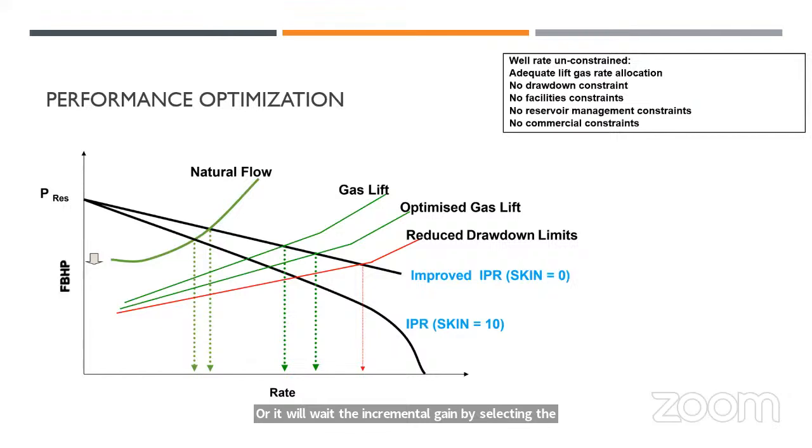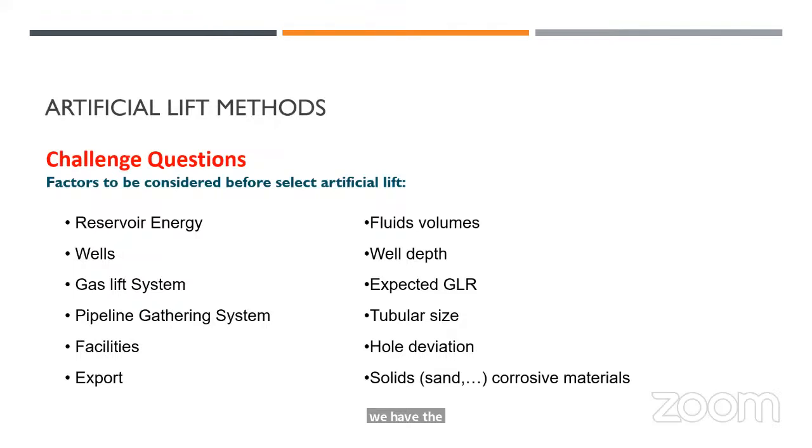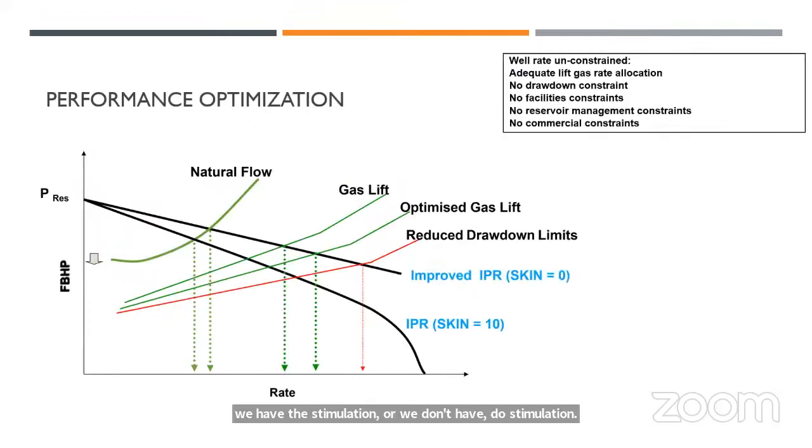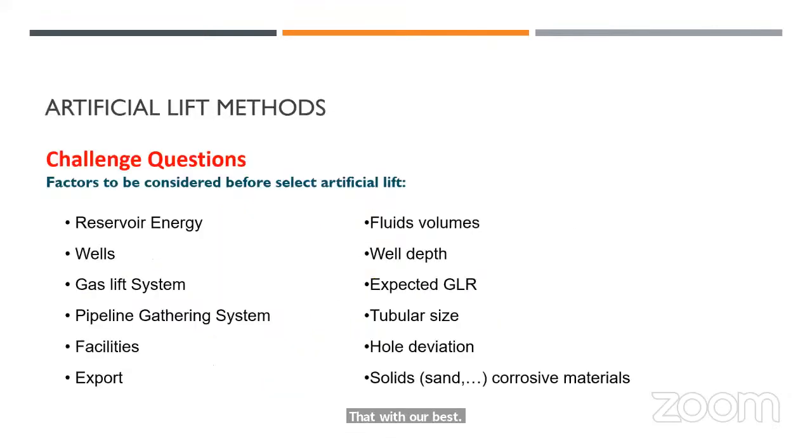Also, we can know the optimum gas lift method, and we can also draw the sensitivity based on whether we have stimulation or we don't do stimulation. So a lot of sensitivity can be done for the well performance relationship, to design the well, with our best case to reach the optimum rate of production.